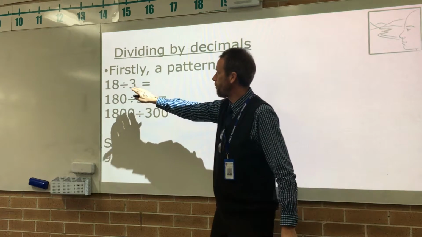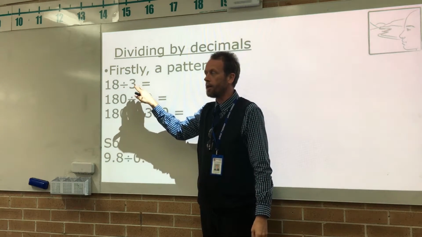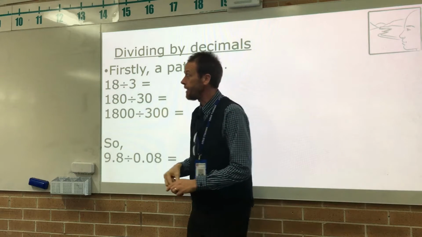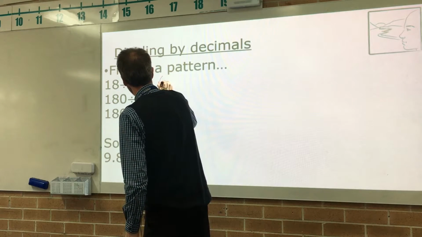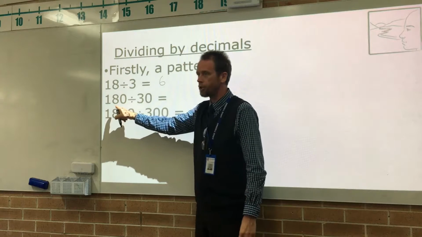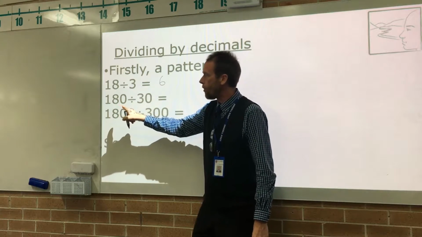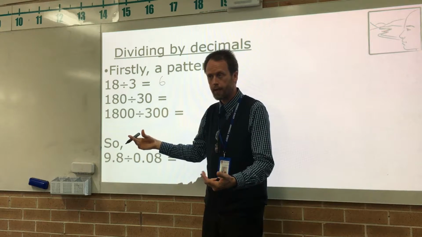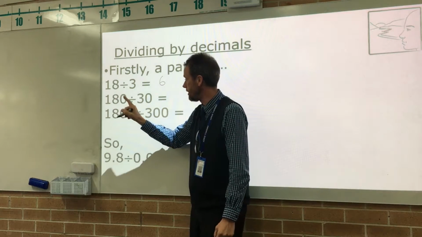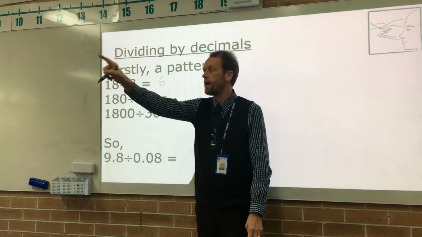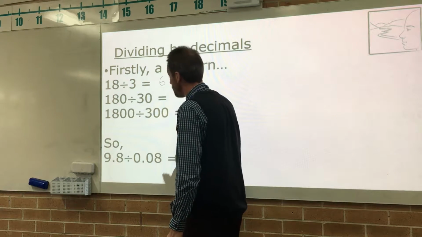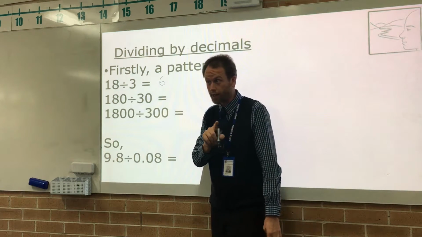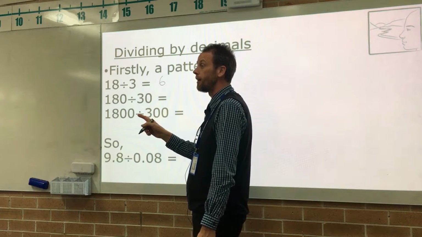So who can tell me what is 18 divided by 3? Yeah, it is 6. Great work. Now, what I've done, I've changed the question. I've added a 0 on each end. It's like I've multiplied by 10. But I'm doing 180 divided by 30. What is that? Not 60. It's still 6. 6 lots of 30 equals 180.